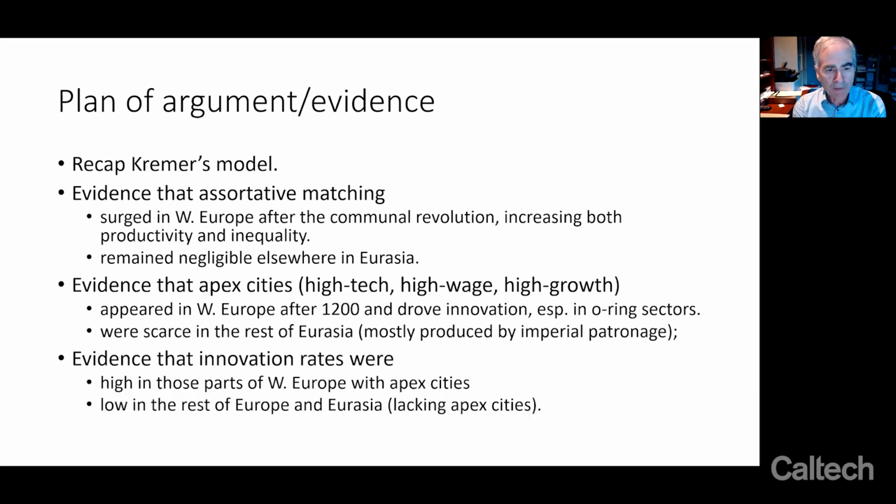Then I'll turn to evidence specifically on innovation rates. This is from Joseph Needham and other compilers of innovation events, and show that these are high in those parts of Western Europe that are rich in apex cities and low in the rest of Europe and Eurasia, where apex cities are pretty scarce.